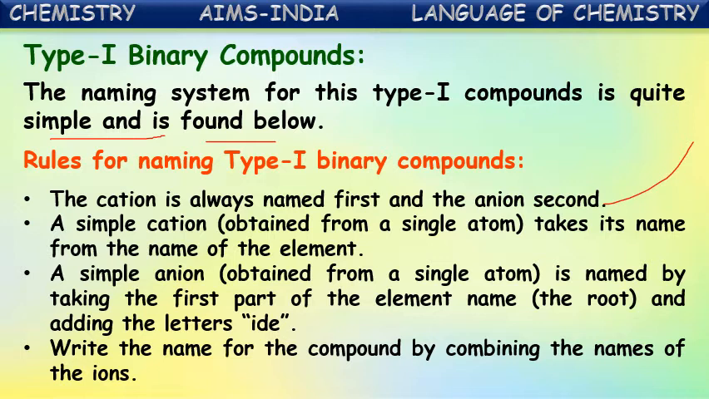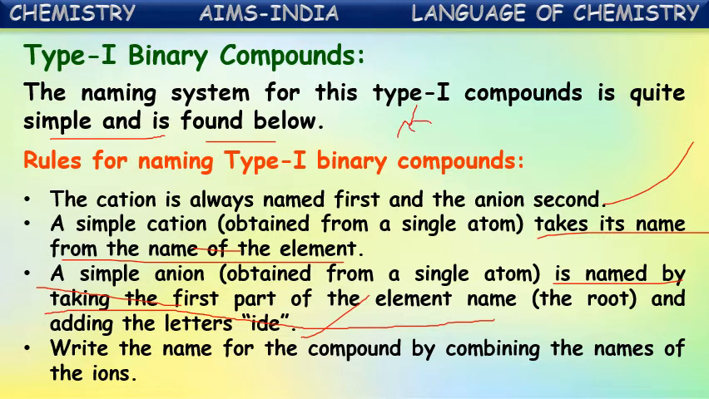See, a simple cation takes its name from the name of the element. A simple anion is named by taking the first part of the element name and adding the letters ide. Sodium, NaCl is there. It is a binary compound only.